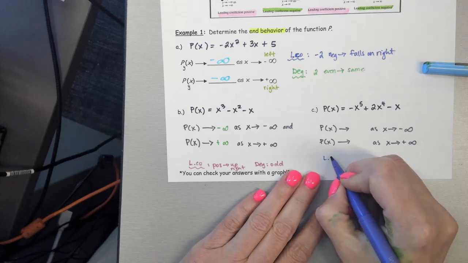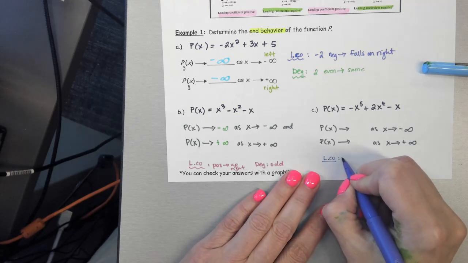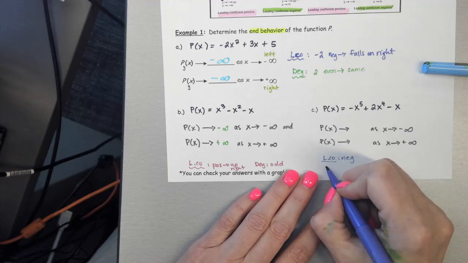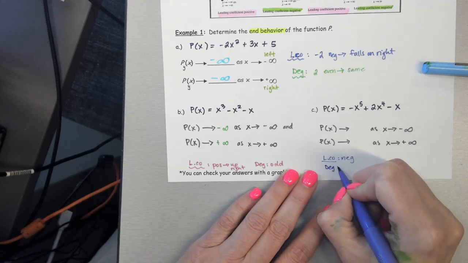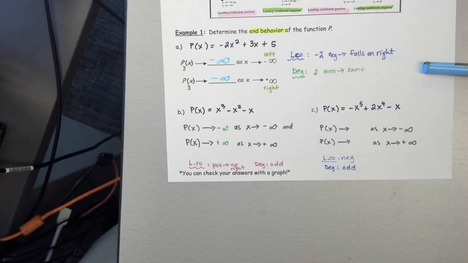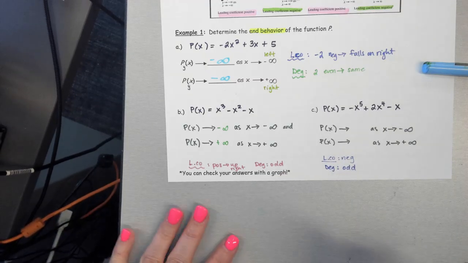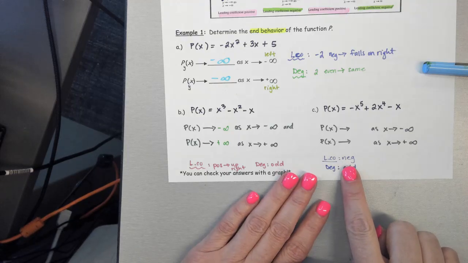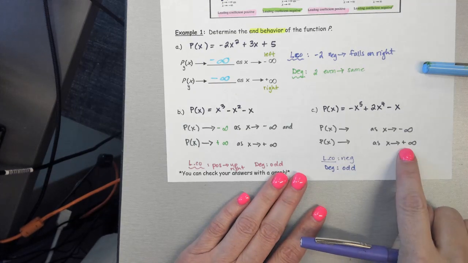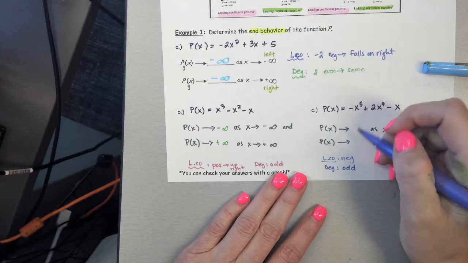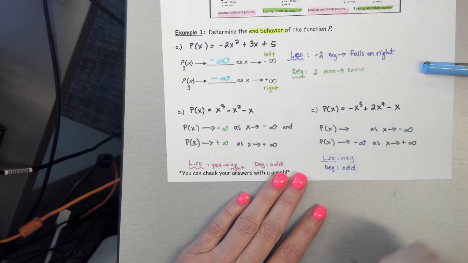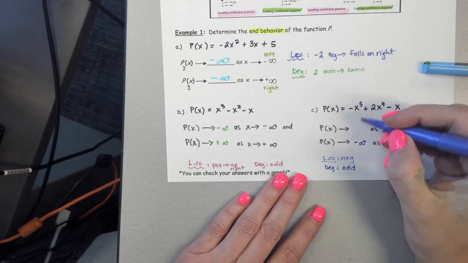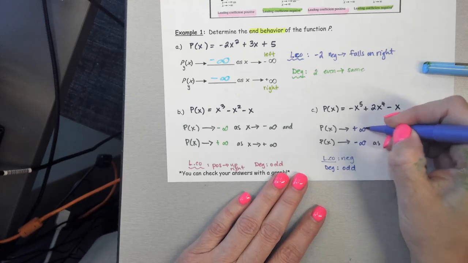If the leading coefficient is negative, that's going to tell you something. And if the degree is odd, that tells you something. If the leading coefficient is negative, it falls on the right side. So this is the right side, so we should have put a negative here. If it's odd, they're going in opposite directions, so this would be positive.